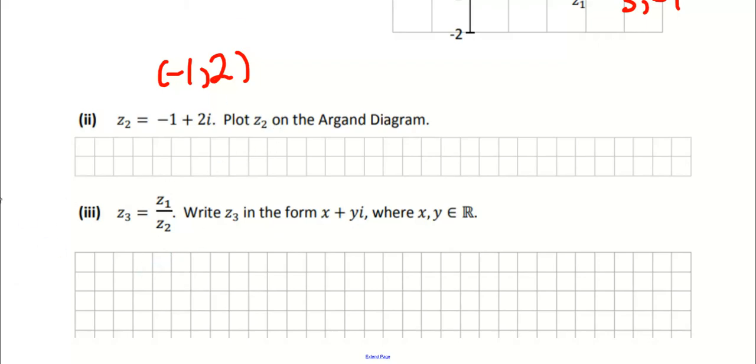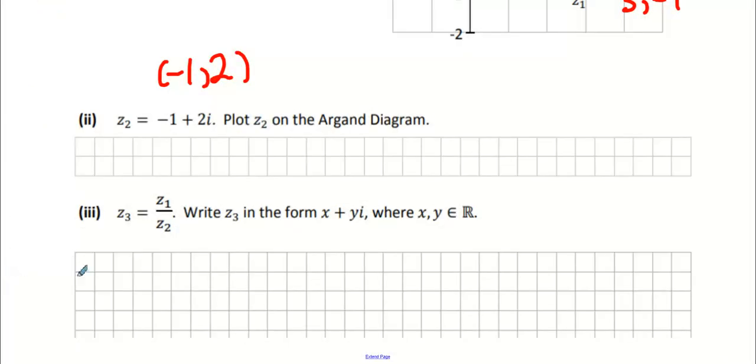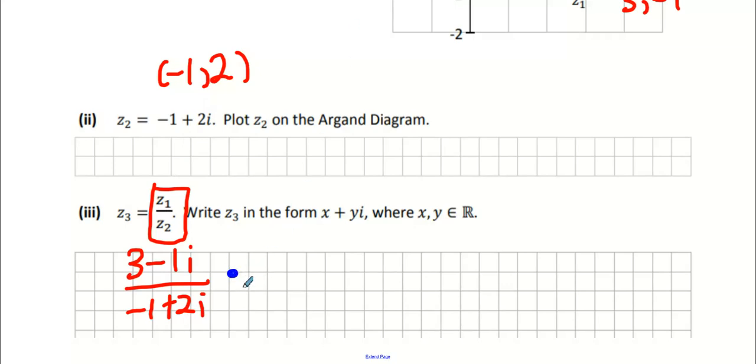What's z1 again? z1 is 3 minus i. And z2 is minus 1 plus 2i. Does everyone understand that's z1 over z2? Does anybody remember what to do with a complex number when you have a fraction that has an i on the bottom? Yeah, it's what's called a conjugate.